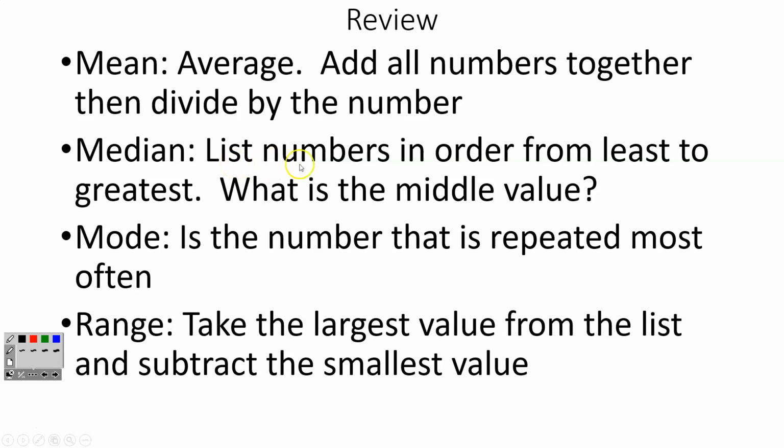You have to list all the numbers in order from least to greatest and then figure out what number or what numbers go in the middle. The mode is the number that is repeated most often. And the range is the spread from the smallest number to the largest number. And to do that, you just subtract the largest and the smallest numbers.